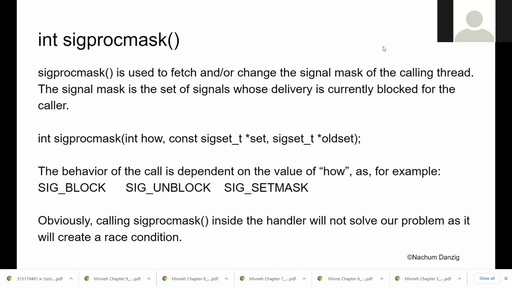Yeah. Thanks. The old set is whatever it was before I did the change, in case I want to know. So in other words, this is the set of things to change, and the old set is their condition before my change took effect, in case I want to keep track of it. So the behavior of the call is dependent on the value of how.